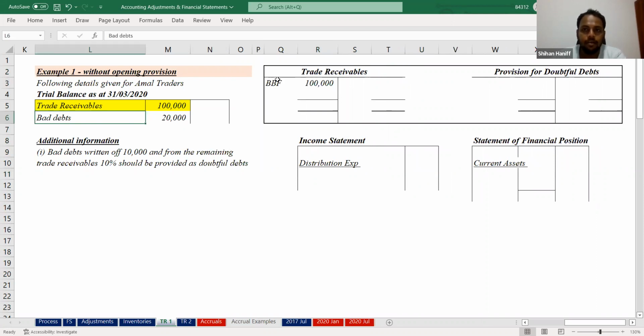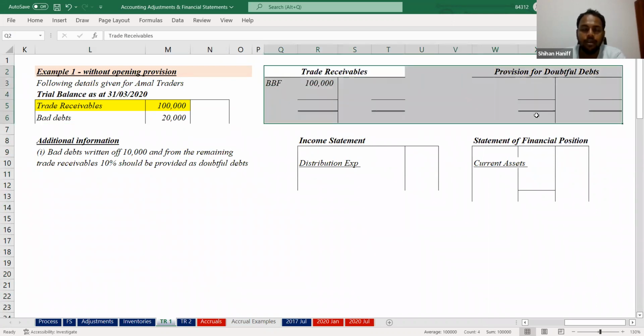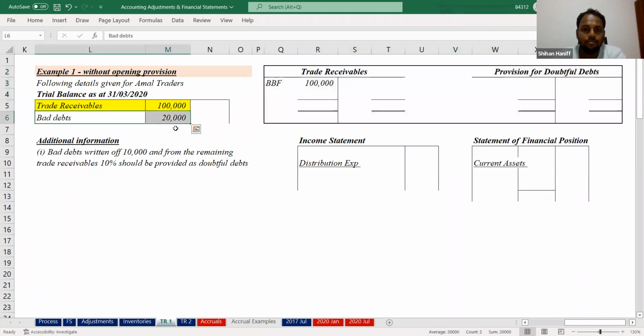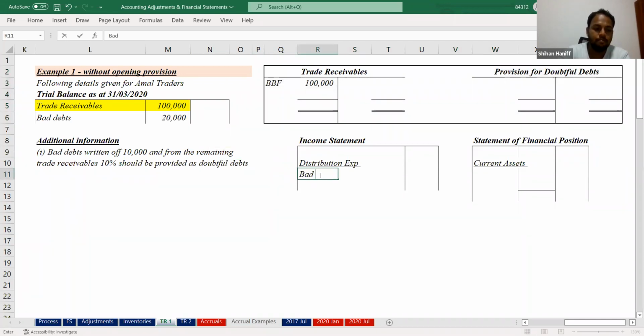Okay. So here we draw only assets, liabilities, and equity accounts in the ledger. Bad debt 20,000, so that is a distribution expense. Okay, so we record only once these two.